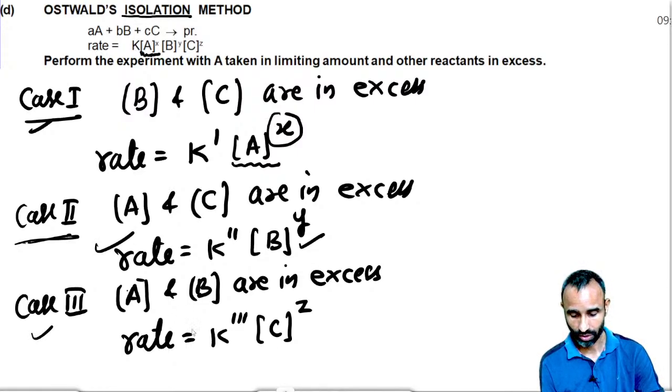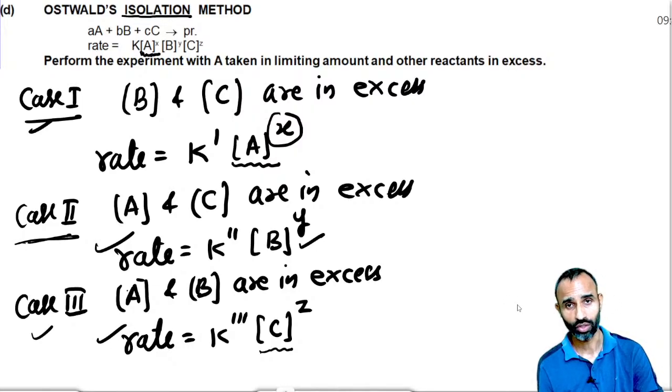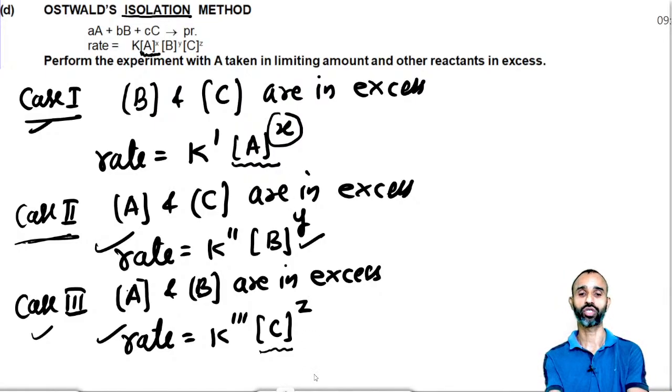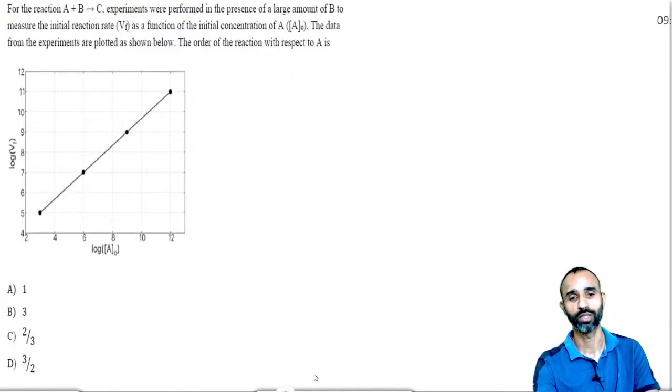In the third case, we change the concentration of C, and from the rate law we calculate the value of z. In this way we calculate the order of reaction with respect to A, B and C, and the overall order of the reaction is x plus y plus z.